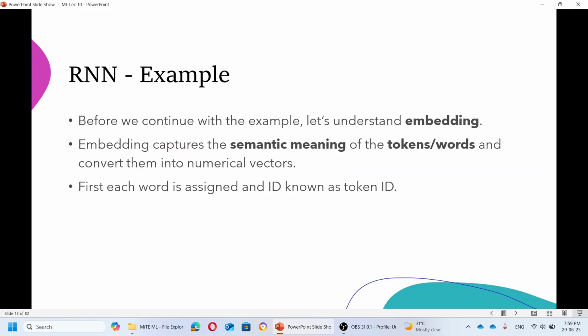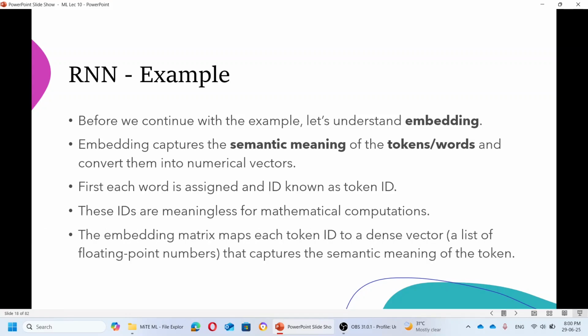Now I talked to you about embedding, but I have not explained what embedding is. Before we continue with the example, let's understand what embedding is first. Embedding captures the semantic meaning of the tokens or words and converts them into numerical vectors. Each word is assigned an ID known as a token ID. First of all, we assign an ID to each word. These IDs are meaningless for mathematical computations. The embedding matrix maps each token ID to a dense vector, a list of floating point numbers that captures the semantic meaning of the token.